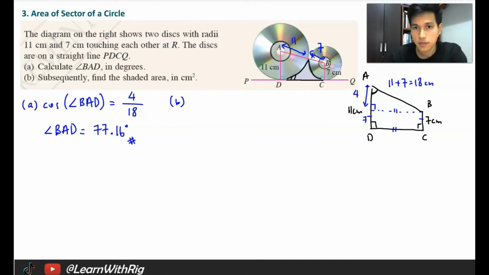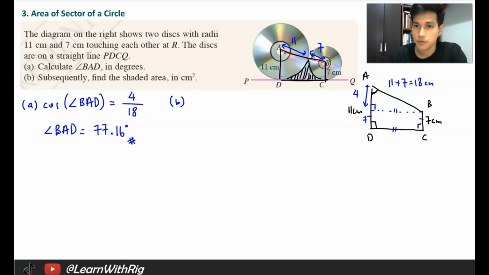Okay, this is the shaded area. So how are you going to find this area? The only way you can find this area is by using the whole trapezium here. Find the total area minus the area of this sector, and minus the area of this sector. When you can do that, you get your answer, the shaded area.